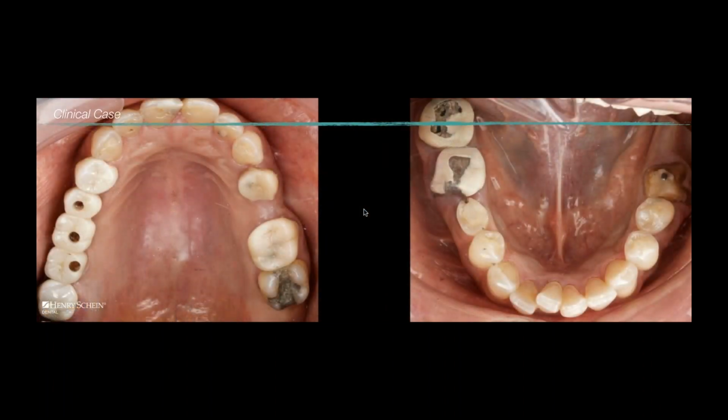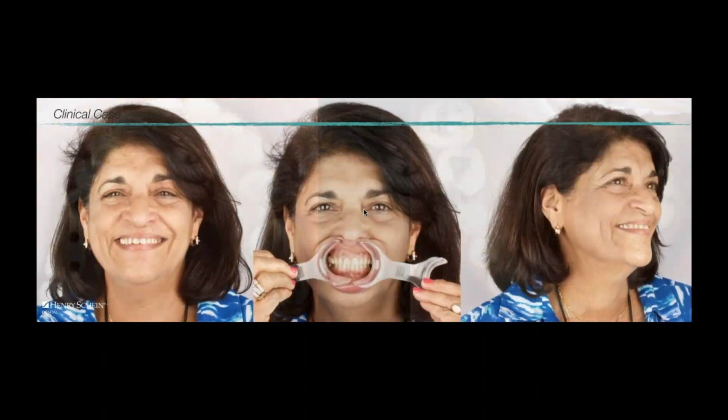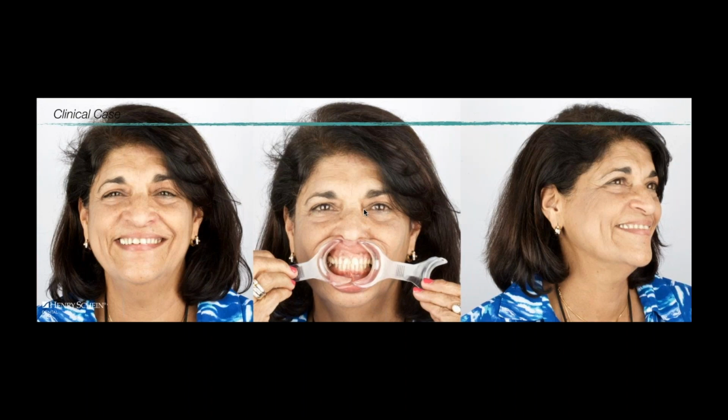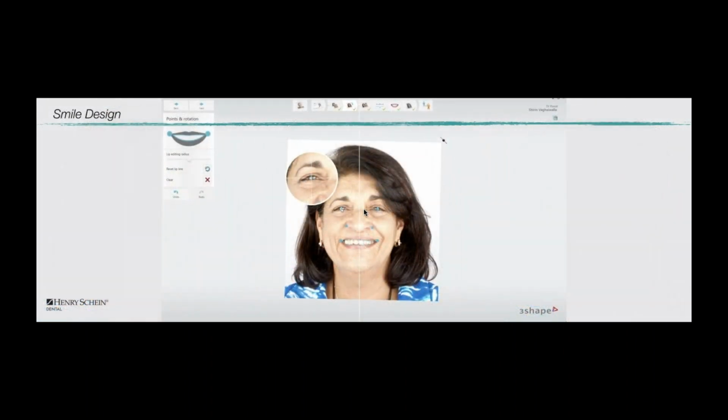So we're going to acquire the data. The first thing I do is scan the patient. You can see she has some existing implants in the upper right maxillary, the posterior area. We're going to digitize the information. And once we digitize the information, we're going to take our CBCT, we're going to take our intraoral scan, we're going to take our photography or videography, and then we go into Smile Design software.